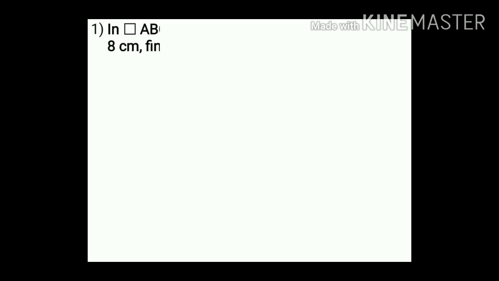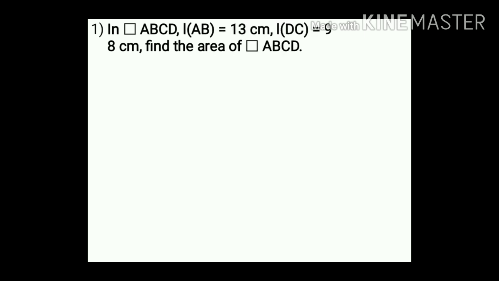Question number 1. In quadrilateral ABCD, length AB equals 13 cm, length DC equals 9 cm, length AD equals 8 cm. Find the area of quadrilateral ABCD. Here, children, the lengths of the two parallel sides are given and the height is given. Then that quadrilateral is a trapezium, because the formula is the half into the sum of the lengths of the parallel sides into the height. Two parallel sides are given in the question and the height is also given. So, here we use the formula for the area of a trapezium.